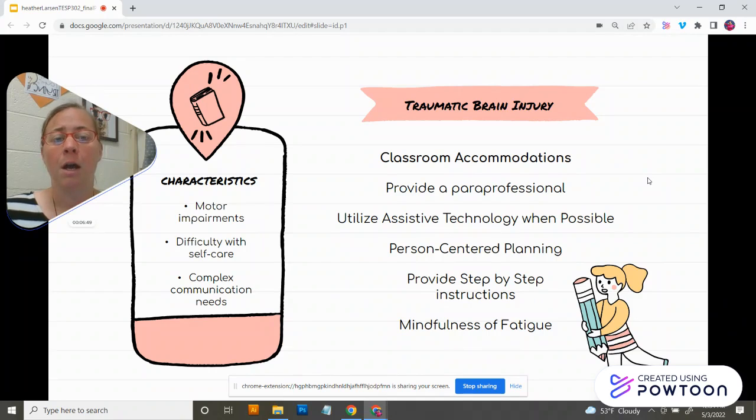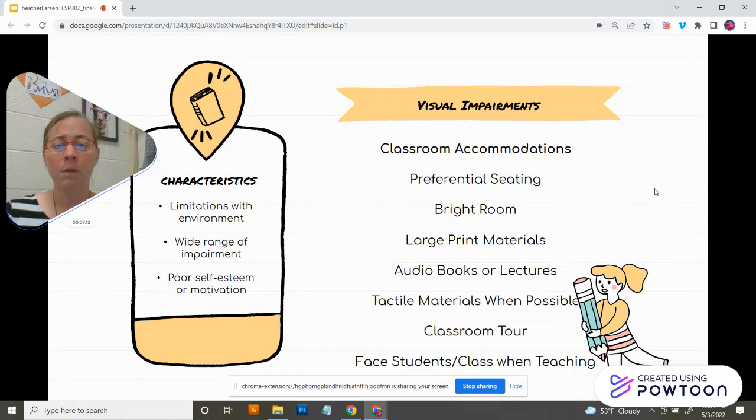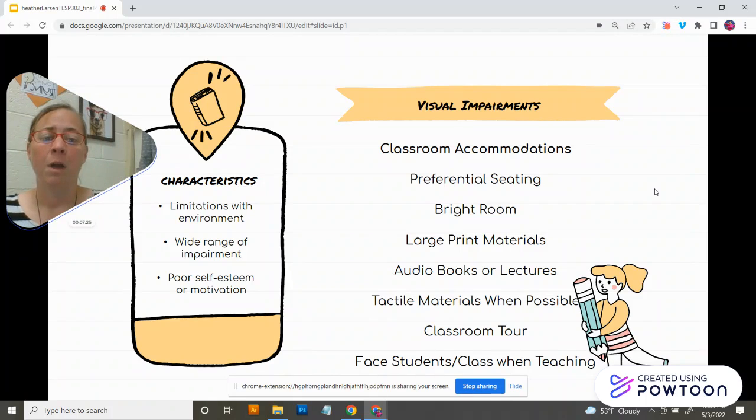Traumatic brain injury: students who have this might have motor impairments, difficulty with self-care, and complex communication needs. So utilizing, again, a para, maybe some technology that would help with the communication barrier, providing person-centered planning, and then step-by-step instructions to these students will be very helpful in their success. Students with visual impairment are very limited on how they can see their environment, and they might have poor self-esteem or motivation. There also is a wide range of impairment in this section as well.